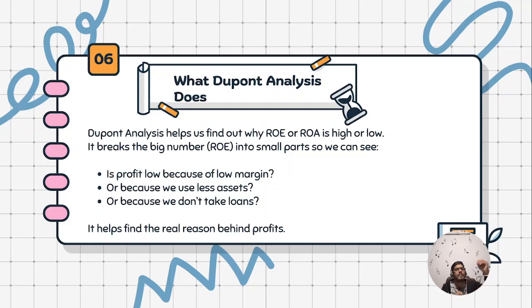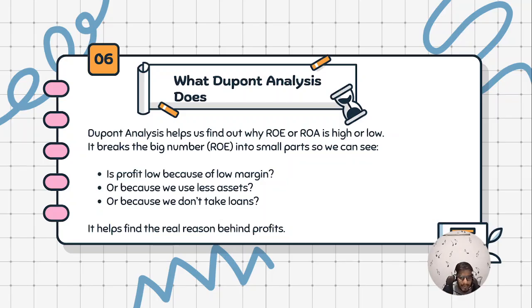Now, if it is high or if it is low, how do we understand whether it is better or not? DuPont analysis lets us know why it is high or why it is low. It breaks the big number, which is ROE, into small parts. So we can see, is profit low because of low margins, or because we use fewer assets, or because we don't even take a loan, and that's why our profits are high.